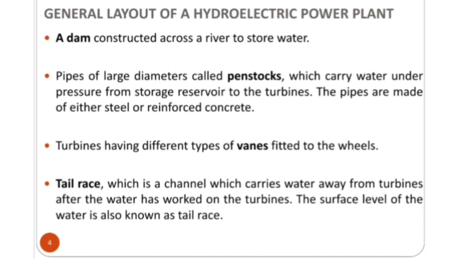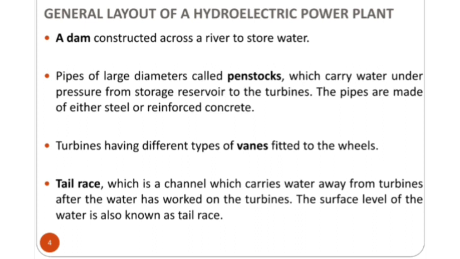To convey the water from the dam to the turbine, there will be a pipe of larger diameter called a penstock. This will carry water under high pressure from the storage reservoir to the turbines. These pipes are made of either steel or reinforced concrete.